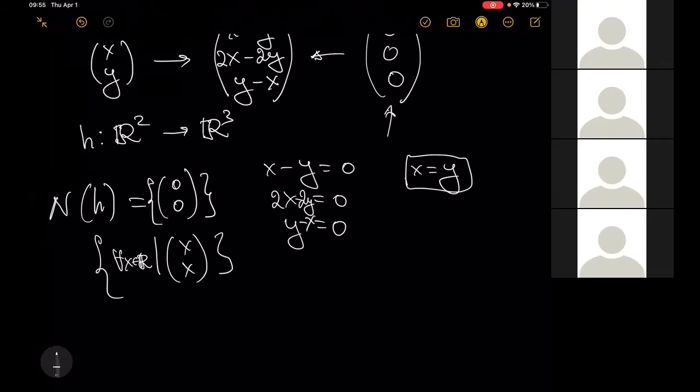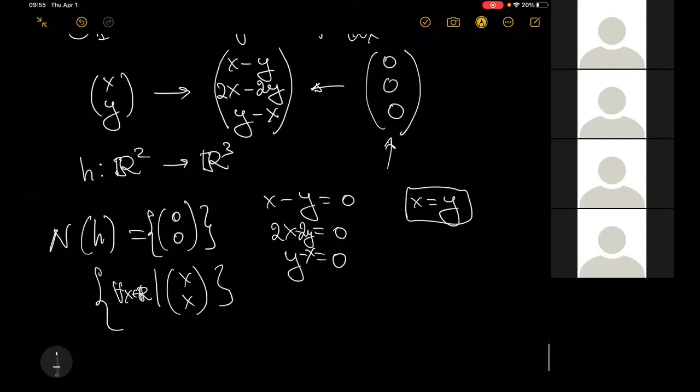Professor, is it also possible to say it's YY? Yes, sure. So you could really write here AA, where A is any real number, right? So any two-dimensional column vector which has the first and second entries equal to each other will belong to the null space, right? Is it clear or not?